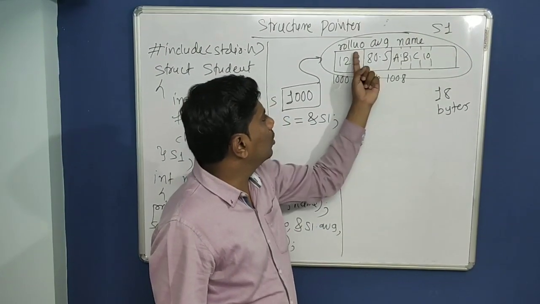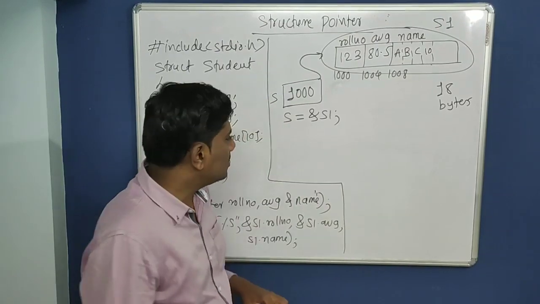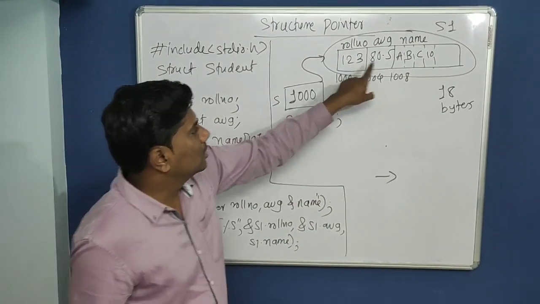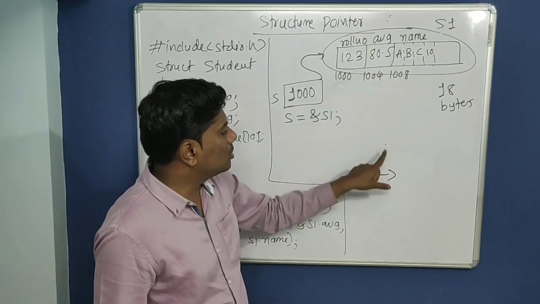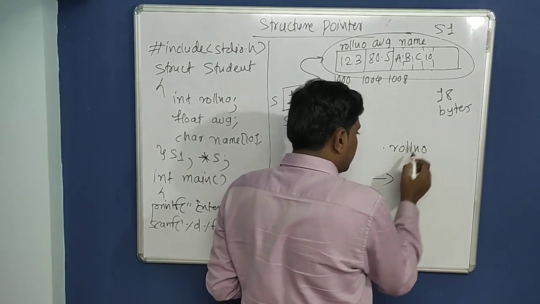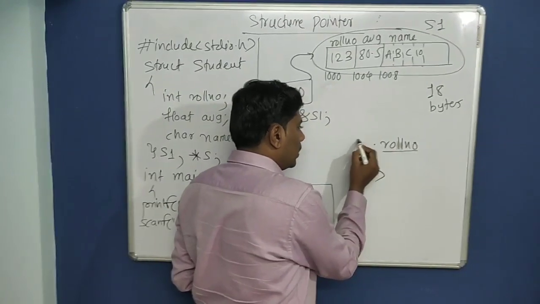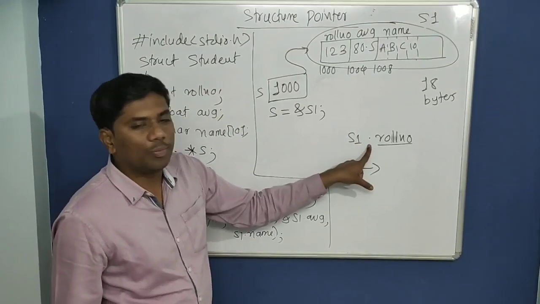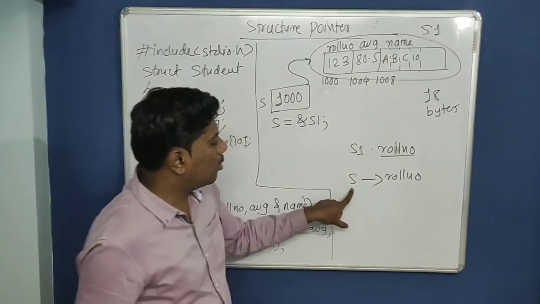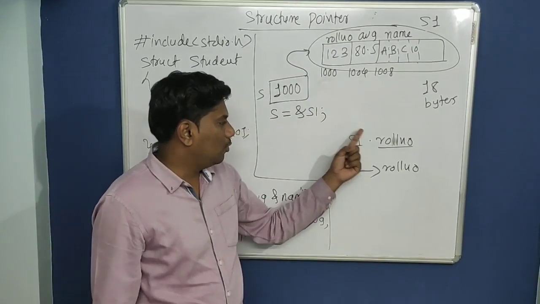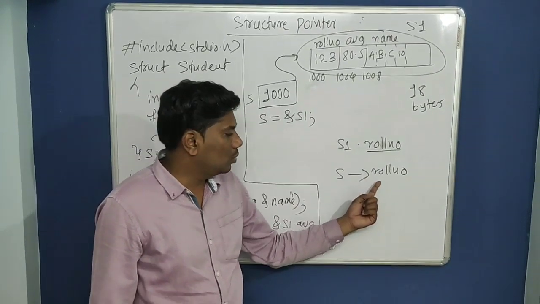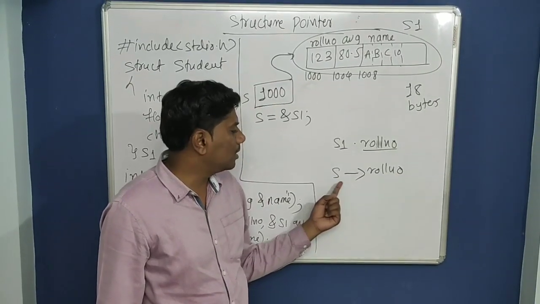S1 has three members: roll number, average and name. In the last lecture we already discussed when to use the dot operator and when to use the arrow operator. If you want to access structure member values with the help of a simple structure variable, then use the dot operator. But if you want to access structure member values with the help of a pointer, then use the arrow operator.